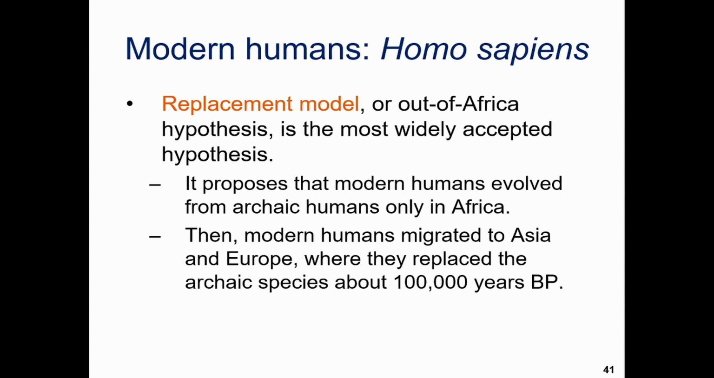Finally, we get to the modern humans, our species, Homo sapiens. The current hypothesis is the out of Africa hypothesis, or the replacement model. This is the one that's most widely accepted. It proposes that modern day humans evolved from archaic humans only in Africa, and then through migration moved to Asia and Europe, where they replaced other more ancient species about 100,000 years ago.